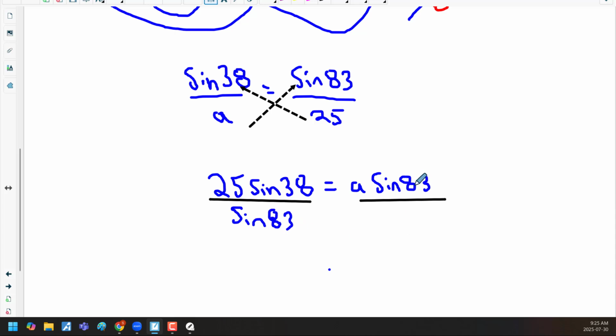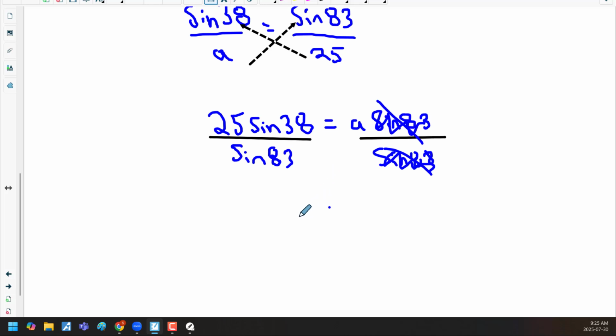Why is that? Because whenever you're solving for an unknown, in this case our unknown is a, it has to be isolated. Isolated meaning it has to be all alone on one side of the equal sign. So now if I divide both sides by sine 83, this sine 83 just cancels out. And now I'm left with a all by itself. So a is equal to whatever this comes out to. So now we have to do the actual math by plugging it into our calculators. Let's do that. What is 25 times sine 38 divided by sine 83?